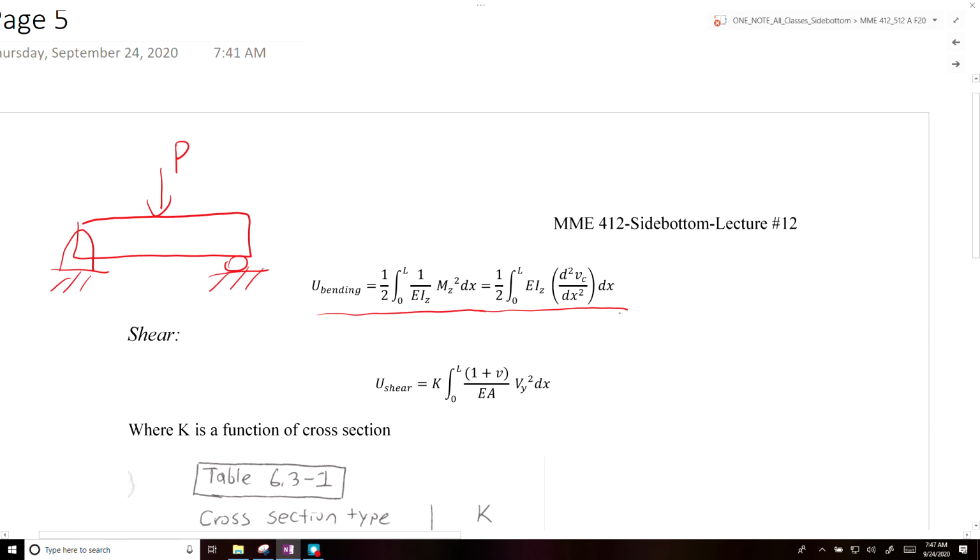Either if we know the moment about the z-axis as a function of x, or if we know the deformation as a function of x along the y direction, which is v of x.